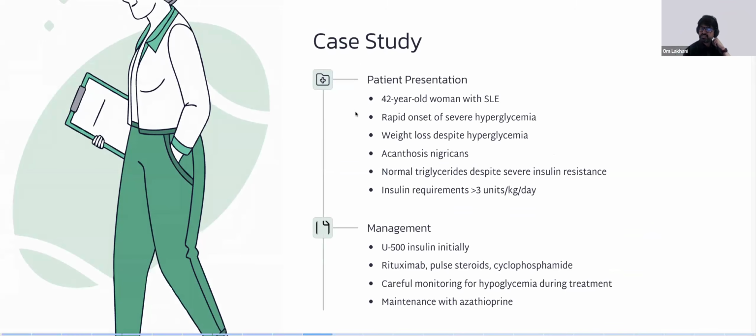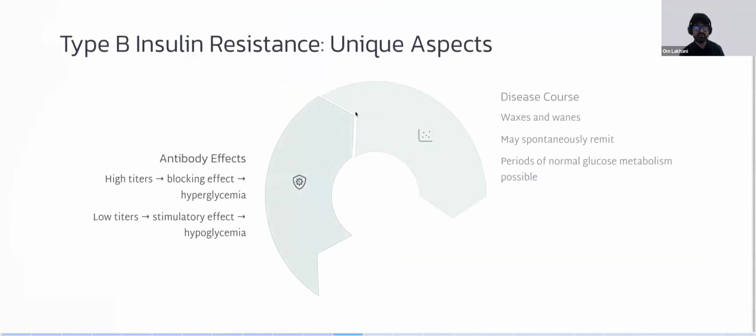Again, I'll give you a typical case example. We have seen patients with type B insulin resistance. In fact, I have about 3 or 4 patients of this type in our follow-up. This is a 42-year-old patient with SLE who presented with severe hyperglycemia, had weight loss despite hyperglycemia, had acanthosis nigricans, and had normal triglyceride despite having severe insulin resistance. This patient actually required more than 3 units of insulin a day. So the patient presented with hyperglycemia, right? And we ultimately diagnosed this patient as having severe insulin resistance syndrome, right?